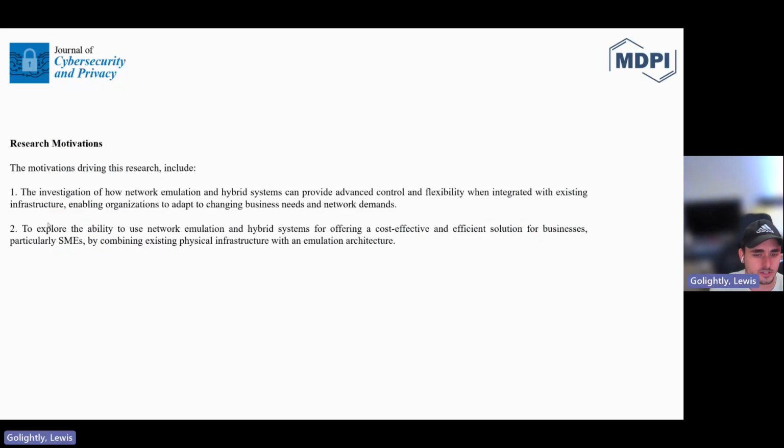The motivations driving this research include the investigation of how network emulation and hybrid systems can provide advanced control and flexibility when integrated with existing infrastructure, enabling organizations to adapt to changing business needs and network demands, and to explore the ability to use network emulation and hybrid systems for offering cost-effective and efficient solutions for businesses, particularly focusing on small and medium enterprises by combining existing physical infrastructure with an emulation-based architecture.